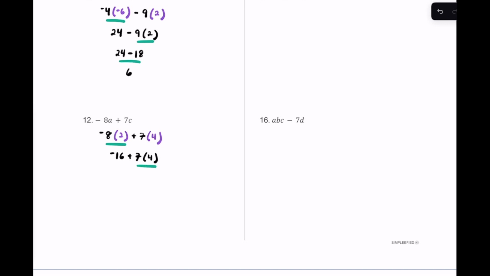Then we're going to do multiplication. 7 times 4, that's 28. So we have negative 16 plus 28. And then this is just going to be the same thing as 28 minus 16, which is going to be 12. All right, cool. So there we have number 12. Let's move on to number 13.